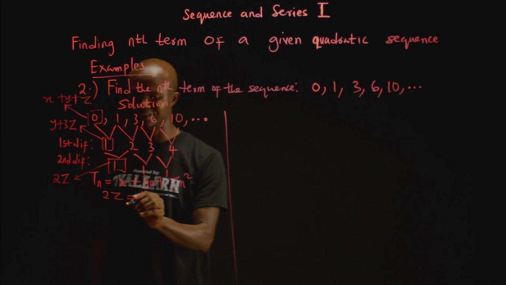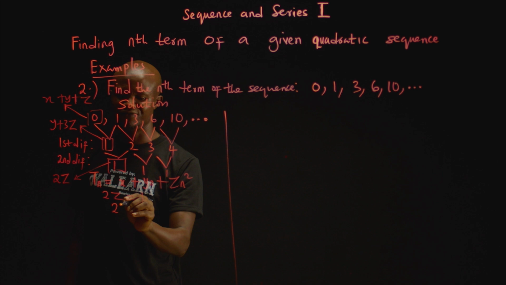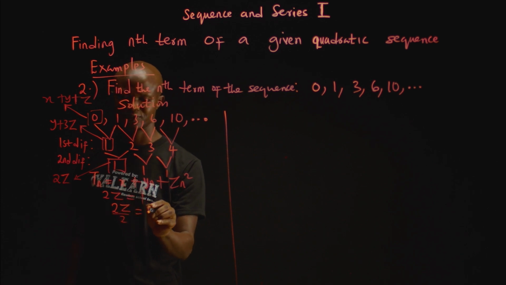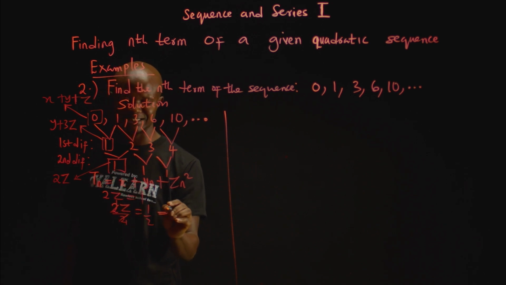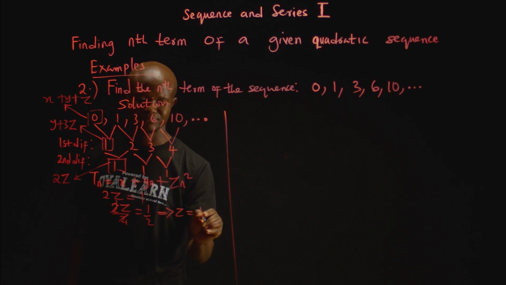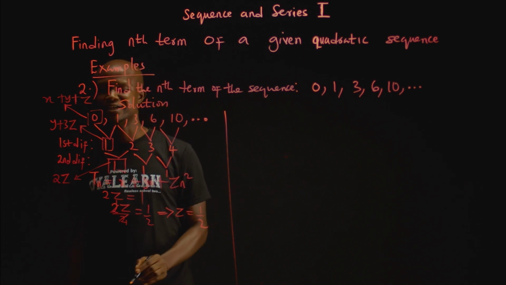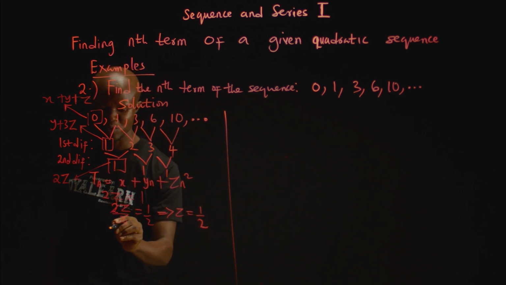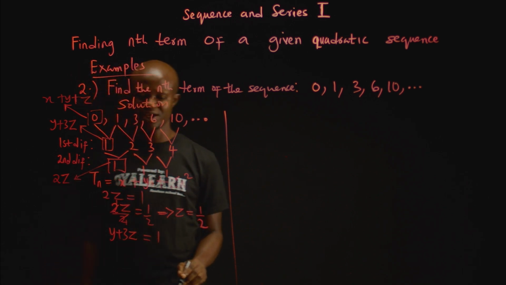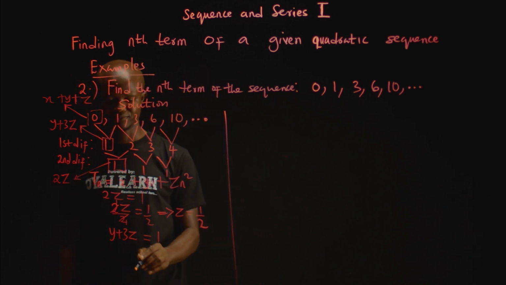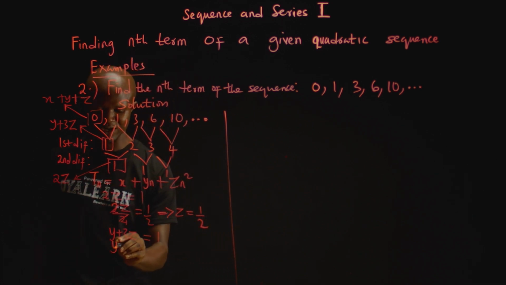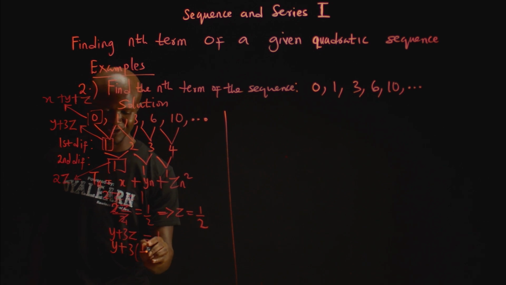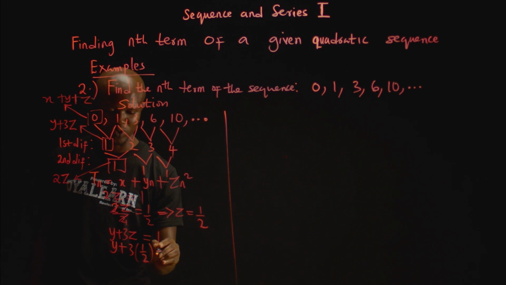Now, we have 2z equals 1. If 2z equals 1, how do we get the value of z? We divide both sides by 2. This 1 over 2, 2 here 1, 2 here 1. It means that z equals half. Now the next thing is to have y plus 3z equals 1. Anywhere we see z, we put in 1 over 2. So we have y plus 3 times 1 over 2 equals 1.